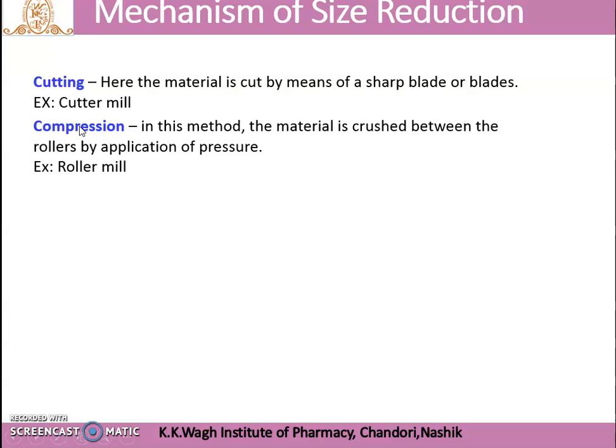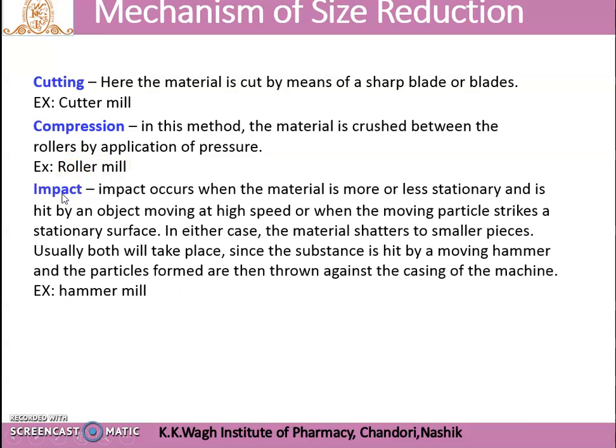Then compression. In this method the material is crushed between rollers by application of pressure. The example of compression is the roller mill. Then the next mechanism is impact. Impact occurs when the material is more or less stationary and hit by an object moving at high speed, or the moving particles strike a stationary surface. In either case, the material shatters into smaller pieces.